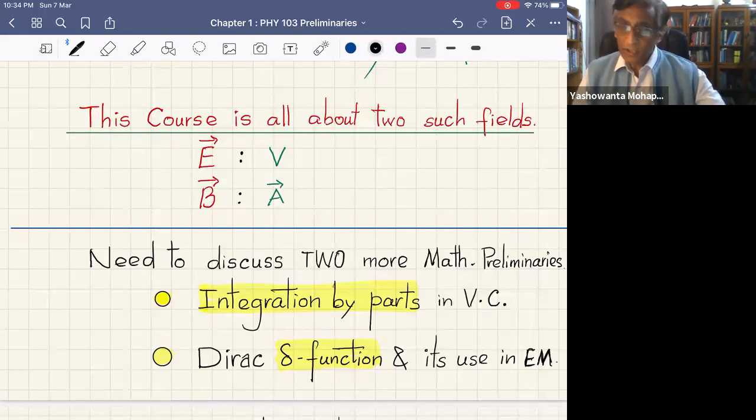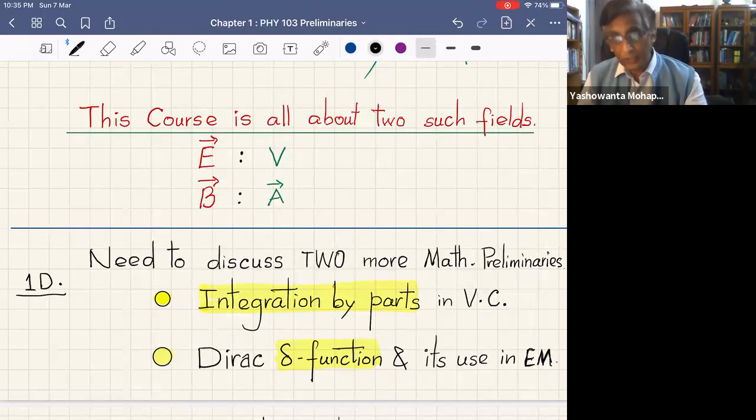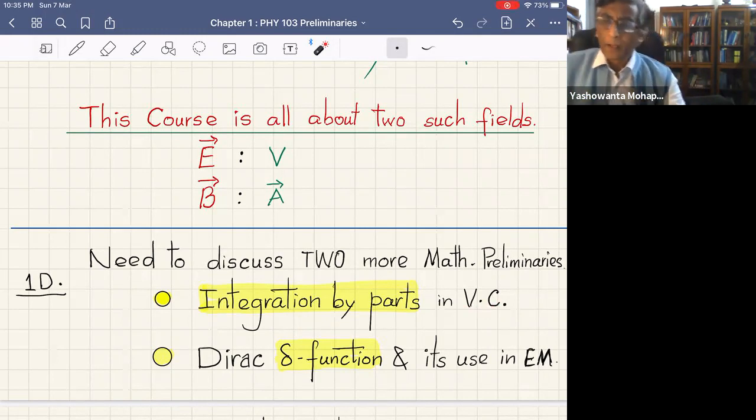Today, this lecture, I am numbering it as 1D. And I need to discuss two more maths preliminaries before we dive into electrostatics. One is something that we're familiar with in one dimension, that is integration by parts, but we'll do it in vector calculus. The other, which is very necessary in electromagnetic theory, is the Dirac Delta function.